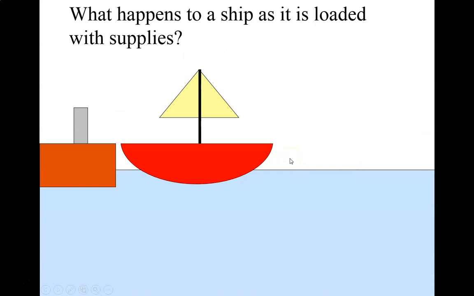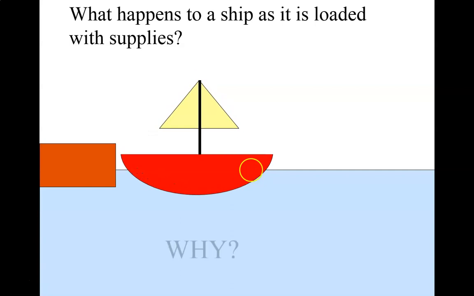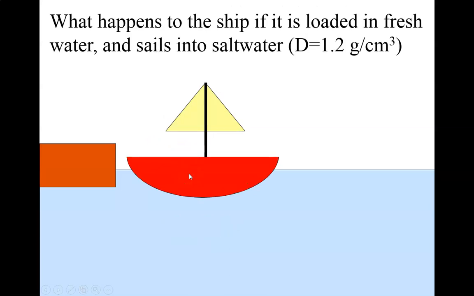So a ship is loaded with some supplies. What happens to the ship as that gets loaded on? Well, the ship sinks. Why does the ship sink? Well, if the ship weighs more, it now has to displace a weight of water equal to the weight of the shipment that was loaded and the boat. Because it weighs more, it has to displace more fluid, so therefore it sank in more.